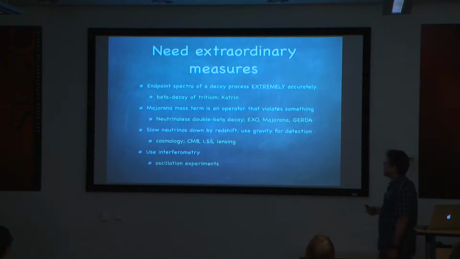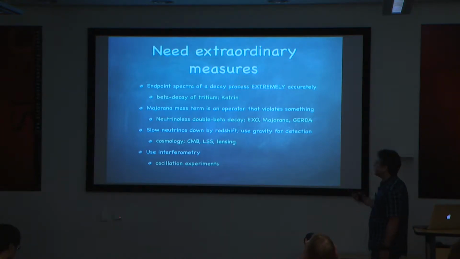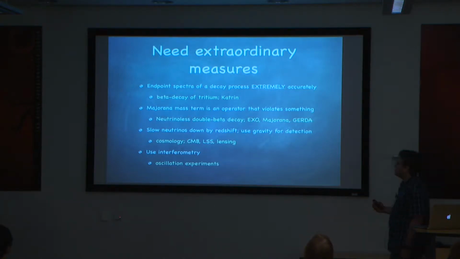Then you can use cosmology, so you can slow down your neutrinos by redshifting their energies and then use gravity to detect their effect. And there is a whole field, which is right now very exciting and very active. You look for a combination of precision CMB data, large-scale structure, and lensing of CMB, and that currently is giving the best or very stringent bounds. There is an asterisk to this, that they require understanding of your cosmological models, but they're in principle very sensitive to neutrino masses. And the last but not least is you can use interferometry.